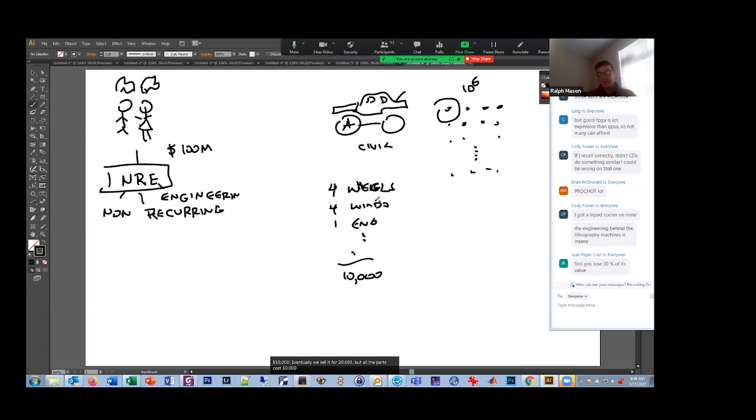And every time I build one, I have to buy all this stuff and put it in to build this whole thing and put it together. And I need people on the assembly line to put it all together. So that stuff is called RE, recurring engineering costs. And that means every time I build a car, I spend $10,000 on the car, and people buy it for 20K.